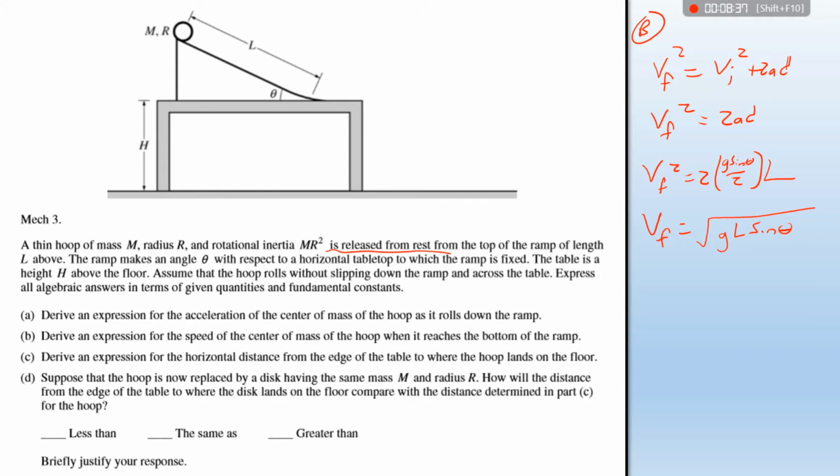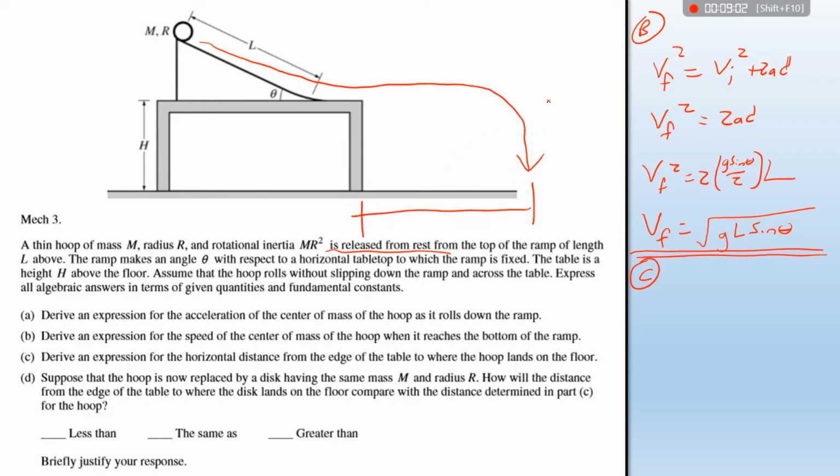Let's see, do I have enough space? I might. I'm going to try to do C here, just so we can see B as well. And if we don't have enough space, I'll throw over to the next slide. Derive an expression for the horizontal distance from the edge of the table to where the hoop lands on the floor. So we're going down here, and it's going to fall some horizontal distance away from the edge of the table, which I'm going to call distance, we'll say X. What do I need to do?